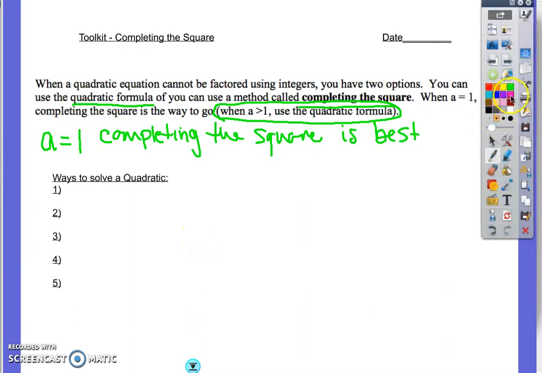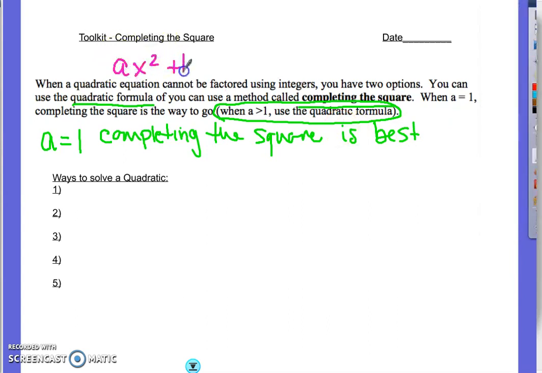Tell me, guys, what am I talking about when I'm talking about a? What is this? This is standard form. Okay, standard form is what a quadratic always looks like. When we're given it, sometimes we have to put it in standard form by simplifying. But a, this value right here, is what I'm talking about. If a is greater than 1, I'm going to use the quadratic formula. If a is equal to 1, then I'm going to complete the square. And again, factoring is certainly an option also, but we're talking about using these two methods when you cannot factor it.